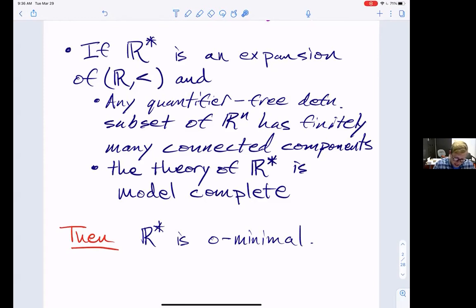Okay, so I now want R star to be what I call an expansion of the reals with order. And so that just means that I take the normal ordering on the real numbers and I add to it some other primitive functions or relations. Like a popular thing to do would be to study the reals with addition and multiplication like normal and less than, so that the quantifier-free formulas exactly correspond to polynomial inequalities.